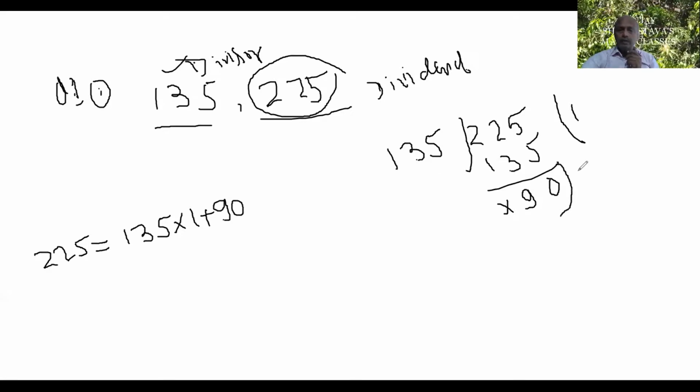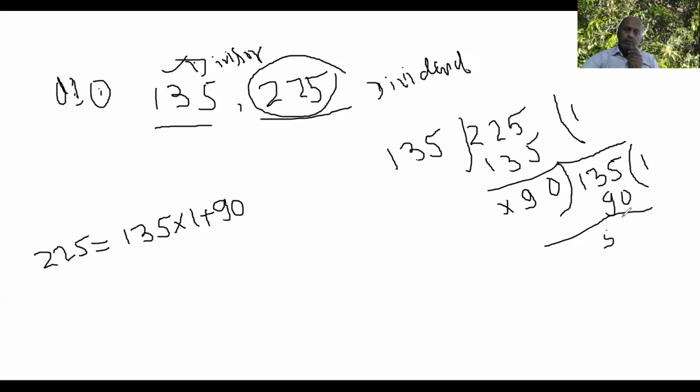Now the last divisor becomes the next dividend. This process will continue till you get the remainder 0. Divide 135 by 90. 90 times 1 is 90, and the remainder is 45. So you can write 135 in algorithm form as 90 into 1 plus 45.